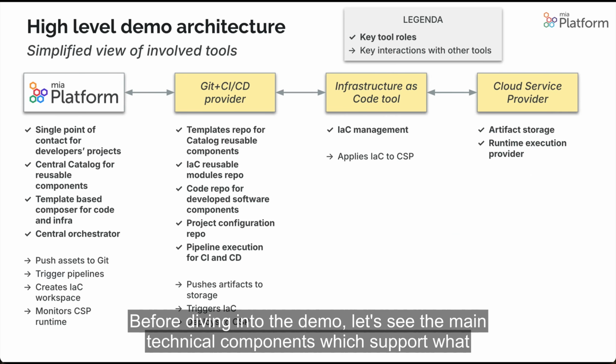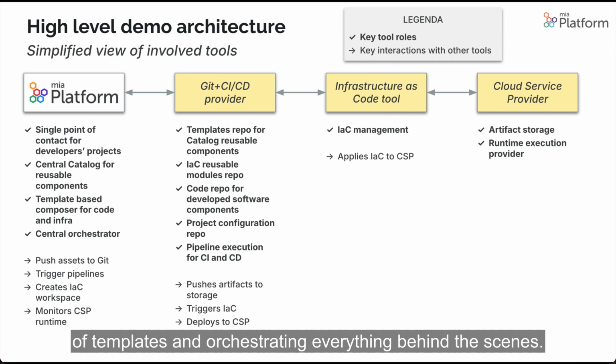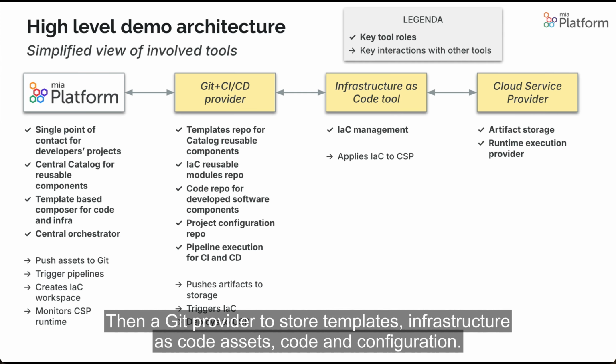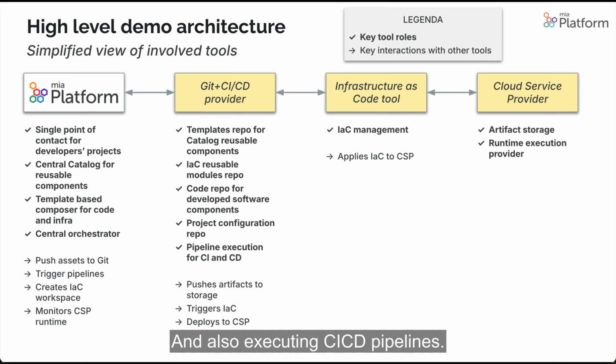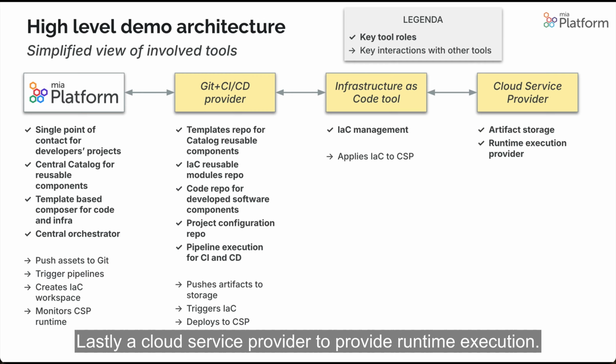Before diving into the demo, let's see the main technical components which support what we will see. Of course, Mia Platform acting as a single point of contact, providing a central catalog of templates and orchestrating everything behind the scenes. Then, a Git provider to store templates, infrastructure as code assets, code and configuration, and also executing CI/CD pipelines. Then, a tool to manage and apply infrastructure as code. Lastly, a cloud service provider to provide runtime execution.